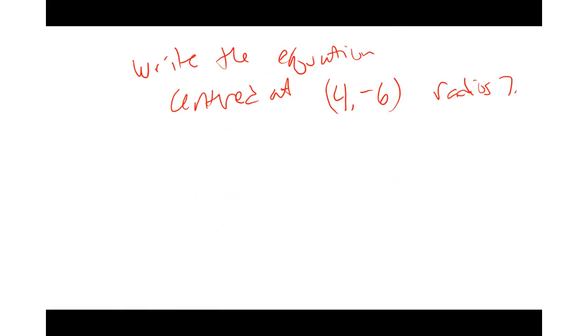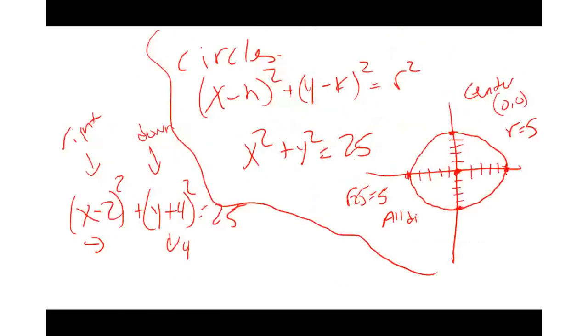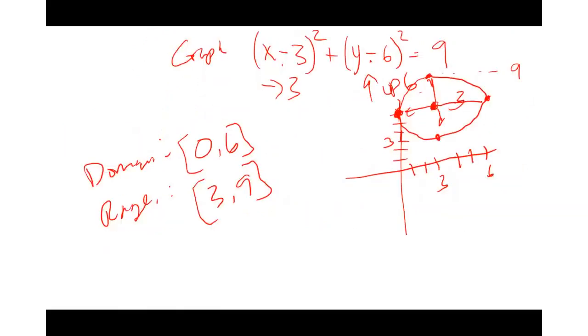Why again did you go outwards in all directions in 3? It's the square root of 9. The square root of 9 is 3. Remember the formula is x minus h squared plus y minus k squared equals r squared. The square root of that number on the end is the radius. So it's 3. It's the square root of 9. It's 3 in all directions.